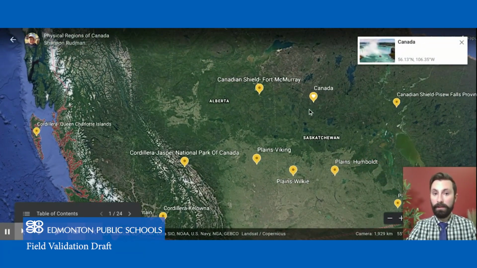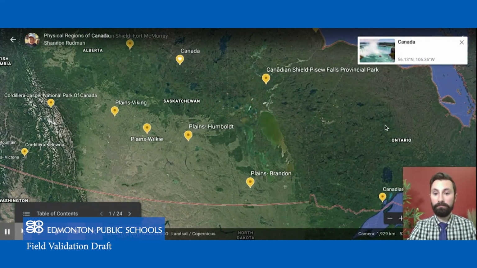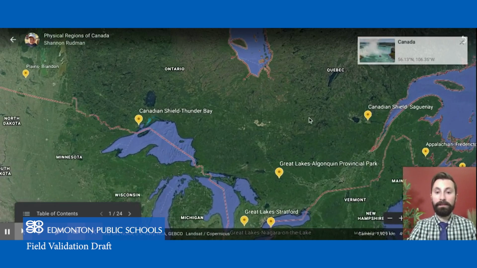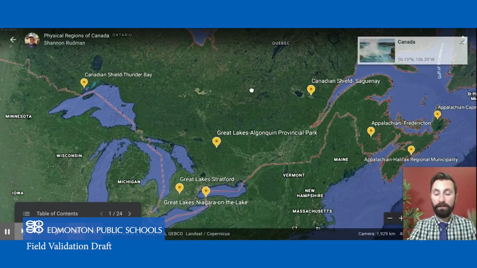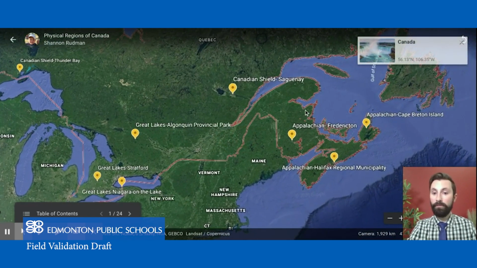If you wanted to explore the Canadian Shield, you could consider Fort McMurray, the Pisew Falls Provincial Park, or Thunder Bay. For the Great Lakes or St. Lawrence Lowlands region, you may want to consider looking at Algonquin Provincial Park or Stratford. For the Appalachian region, you might consider Fredericton or the Halifax Regional Municipality.